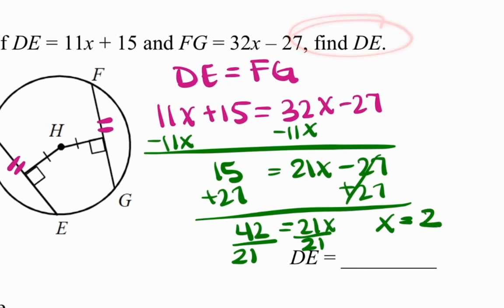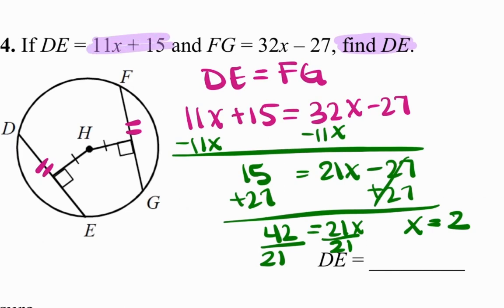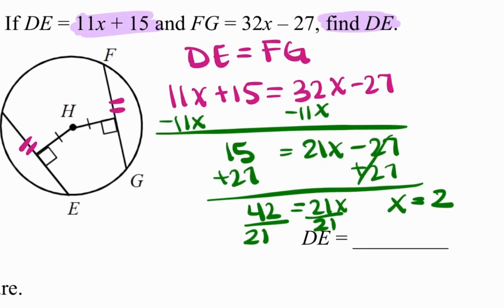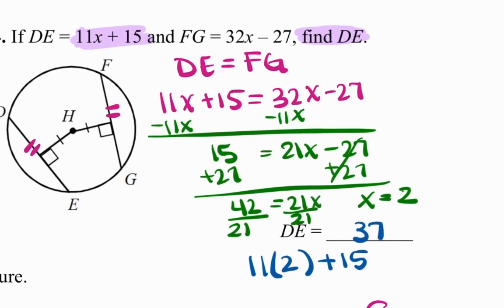We want to find DE. Okay, that's our goal. Find DE. Well, we know DE is 11x plus 15. So 11 times our x, which is 2, plus 15 gives us 37. So DE is 37.